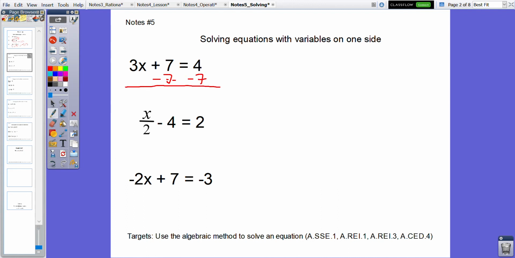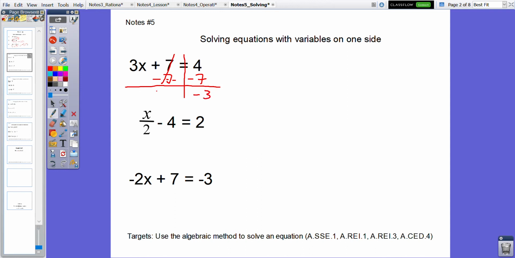Remember, the idea with equality is that if I know where my equal sign is, whatever I do to one side, I have to do to the other. So I can set up a little line like this to show, okay, I've done it on one side, I can do it on the other. So minus 7 from both sides. 7's go away on the left side. 4 minus 7 is negative 3.